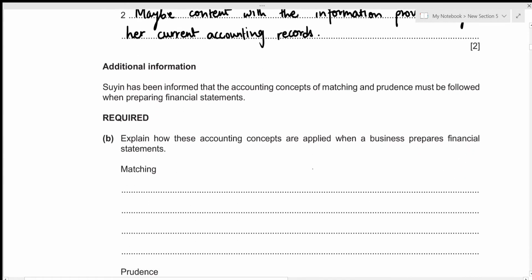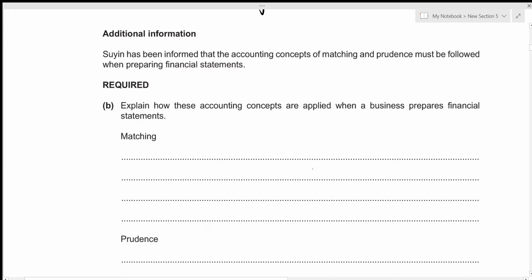Now let's move on. Suin has been informed that the accounting concepts of matching and prudence must be followed when preparing financial statements. Now we need to explain how these accounting concepts are applied when a business prepares financial statements. Firstly, we'll explain the matching concept. Under the matching concept, an expense should be reported in the same period in which the corresponding revenue is earned, considering accrual accounting. Here, accrual accounting means that we do not look at the amounts received or paid. We also consider the receivables and payables.